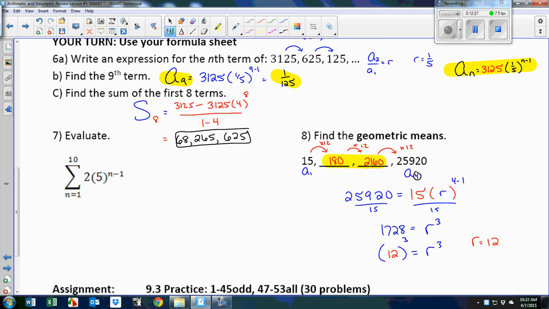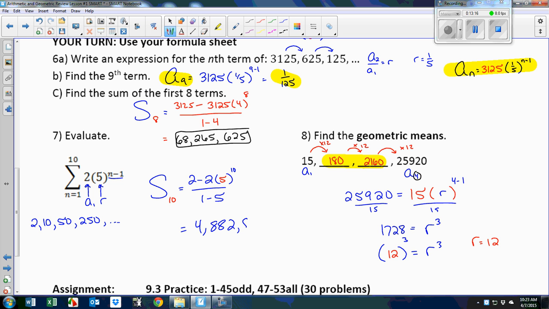For number 7, you'll notice the 2, you'll notice the 5, you'll notice the n minus 1. That's in the format of the geometric sequence. Therefore, a1, the first term, is 2. Second term would be 2 times 5. So 2, and then 2 times 5, 10. Keep multiplying by 5: 50, 250, etc. You could keep going and list, but let's go with formulas. So the sum of the 10 terms would equal 2 minus 2 times r value 5 to the exponent 10 over 1 minus r, 1 minus 5. Type it in carefully, and you'll get 4,882,812.